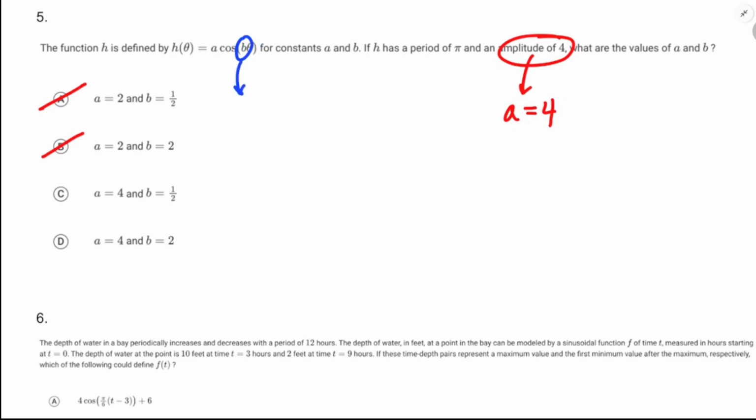Period equals 2 pi over b. So period is pi equals 2 pi over b. That means b is going to need to equal 2. And so I'll say that's going to be answer choice D.